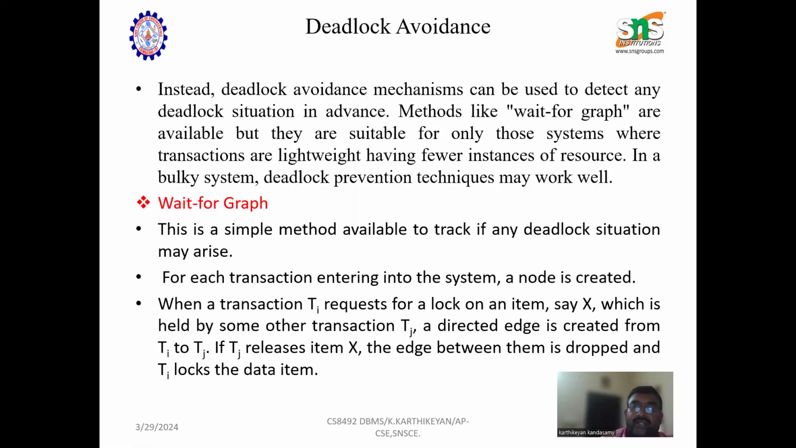For deadlock detection, we use a wait-for graph, the simplest method to track if any deadlock situation may arise. For each transaction entering the system, a node is created. When transaction Ti requires a lock on an item, say X, which is held by some other transaction Tj, a directed edge is created from Ti to Tj. If Tj releases the item X, the edge between Ti and Tj is dropped and Ti locks the data item. So we use this mechanism to detect any deadlock situation in advance.